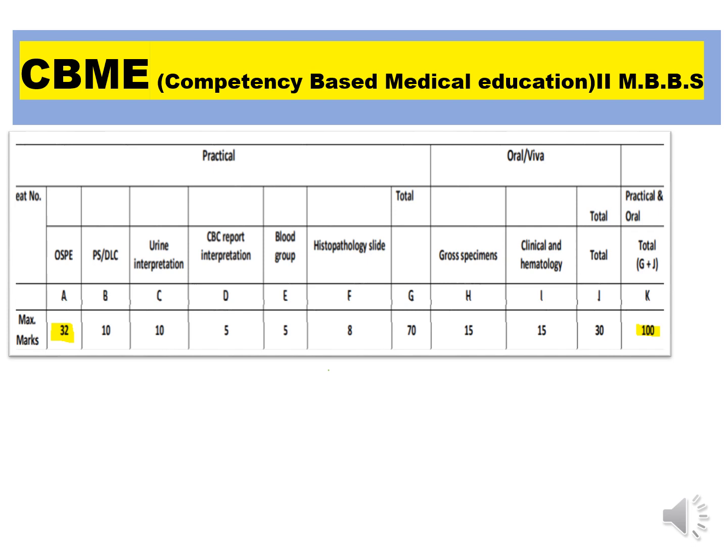In this new pattern, there is a modified division of the practical marks. The practical examination total will be of 100 marks, and in that, distribution wise, you can see there are 32 marks for the OSPE in column A. You can also note that the total marks are 100, including gross specimen viva and clinical and hematology viva of 15 marks each.